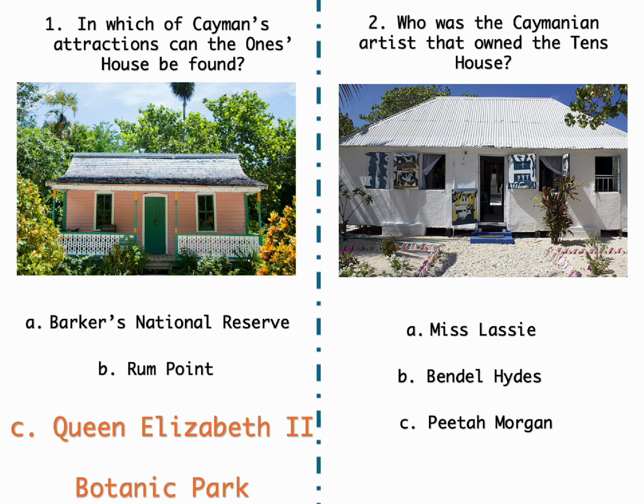Number 2, who was the Caymanian artist that owned the Tens House? A. Miss Lassie, B. Bendel Hydes, or C. Peter Morgan? The answer is A. Miss Lassie.